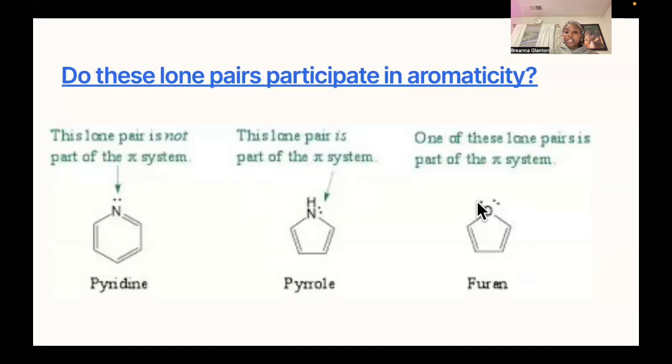And then you see this one has two lone pairs. You cannot add both. You can add one, and then you can move the bonds, and it'll be fully conjugated. I'm sorry, but you cannot add both, or it will be overcrowded. So one of these lone pairs participates in aromaticity, but both do not. So one does and one doesn't.